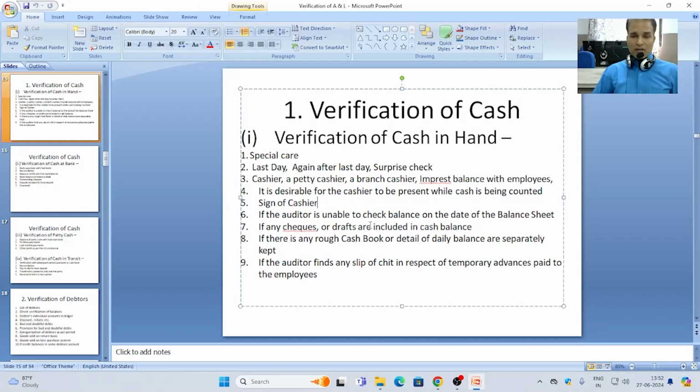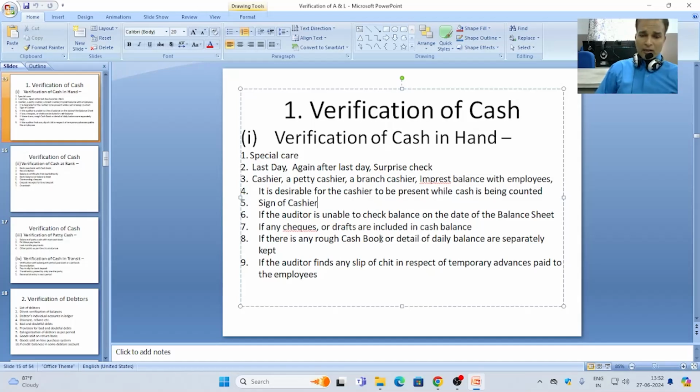The auditor has to check whether any checks or drafts are included in the cash balance. If so, he has to properly separate the actual cash from the checks and drafts taken in the cash balance.